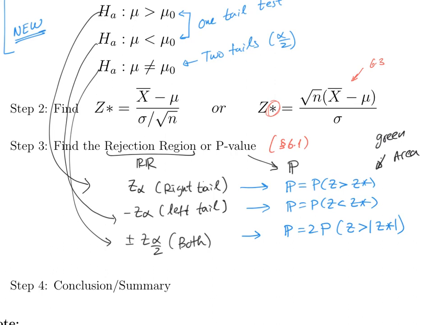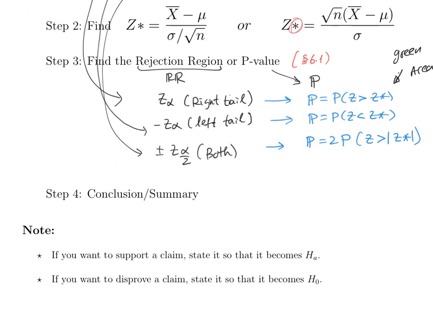Now for the conclusion or summary, there are only 2 things that could happen, all the time. The first choice is you reject HO. And the second one is fail to reject HO. All right, so now look at these 2 stars right here, and this will make sense in a little bit.